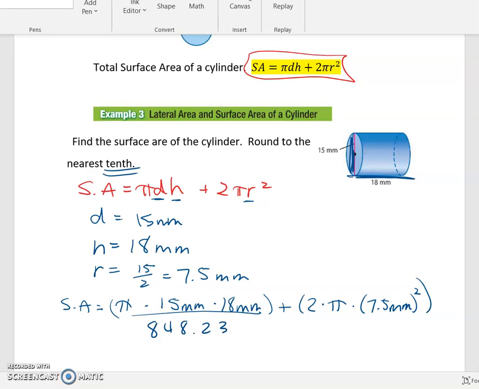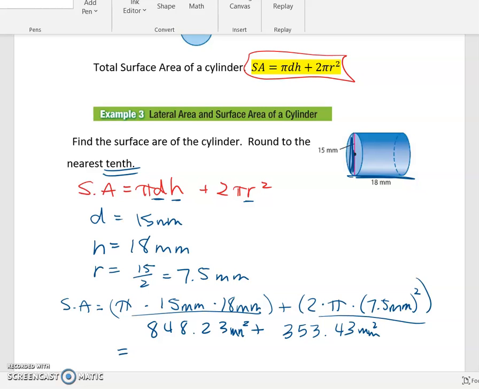848.23. Now it says to round to the nearest tenth, but this isn't my final answer yet, so I'm not going to do that quite yet. I'm going to go out one more place. And then for the second group, I've got 2 times pi times 7.5 squared. You can put all that in your calculator. And if I go out to the hundredths, I have 353.43. And that's millimeters squared.